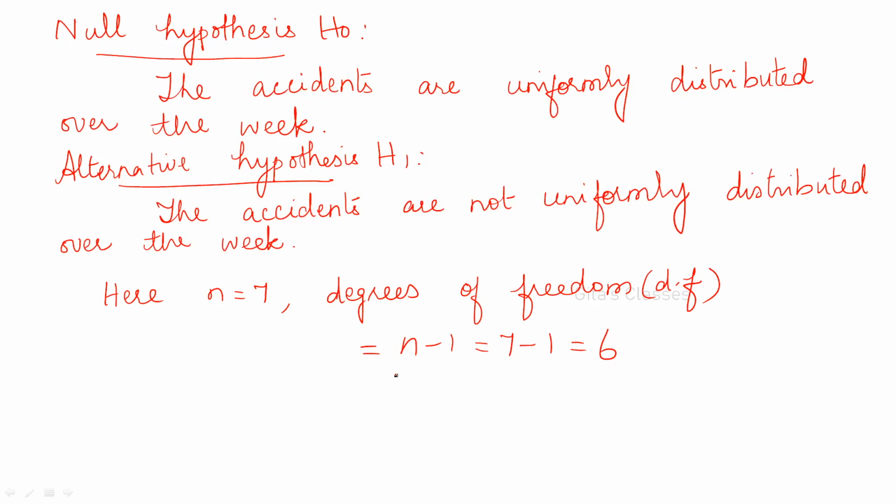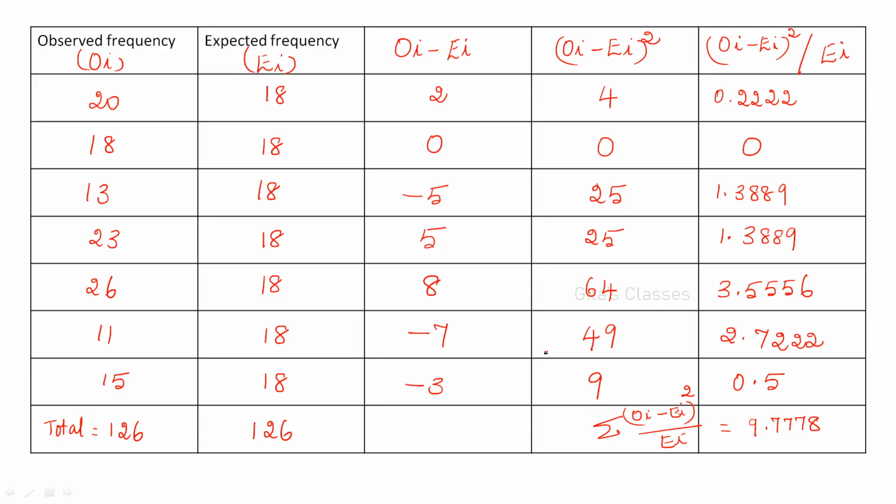So null hypothesis, always null hypothesis is a statement of no difference. So the accidents are uniformly distributed over the week. Alternative hypothesis, they are not uniformly distributed over the week. So here how many values are there? That is our n. So n is equal to 7. So degrees of freedom, for chi-square distribution, always degrees of freedom will be n minus 1, which is 6. Okay. So these are the values. You have to find out the observed frequency. You have to write the given values. And expected frequency, total of this observed frequency, that is 126 divided by 7, which is 18.